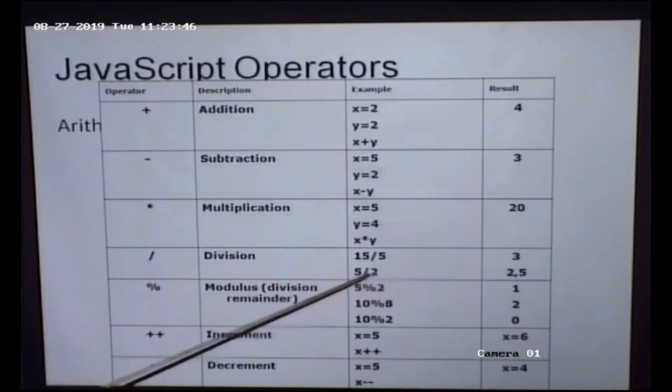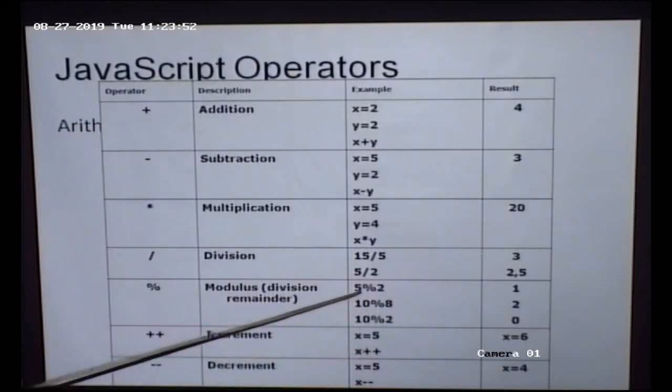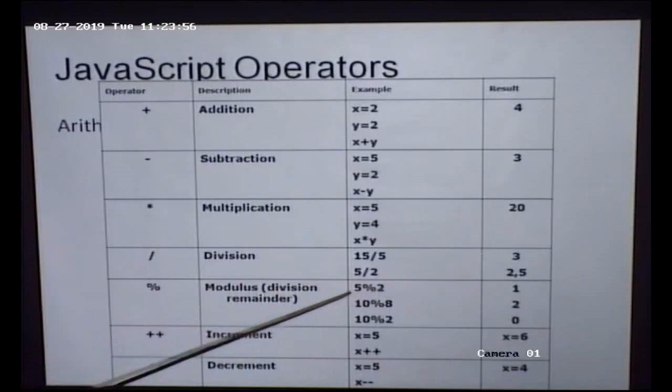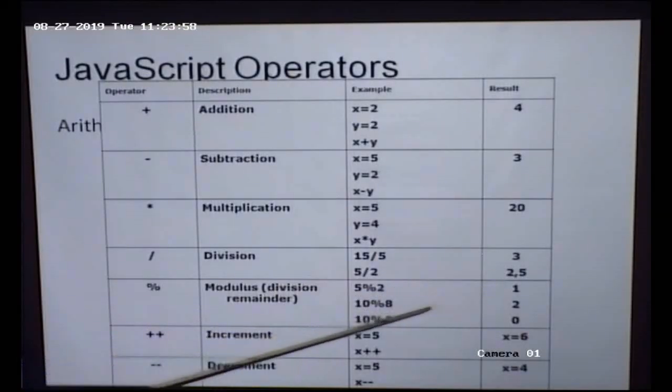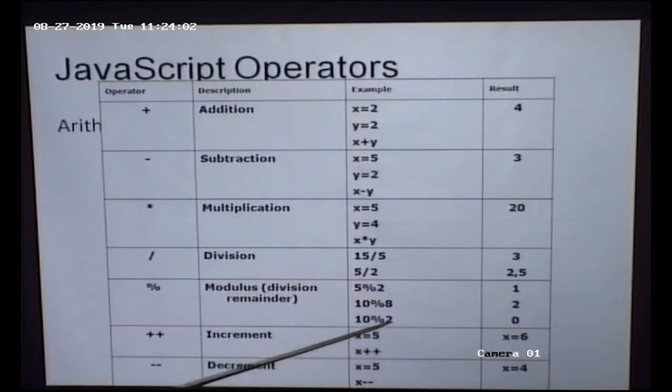3, and 5 slash 2 gives 2.5. And 5 modulo 2, the modulo is used for remainder. The 5 modulo 2, the remainder value will be 1. 10 modulo 8, the remainder value will be 2. And 10 modulo 2, the remainder value will be 0. So these are the modulus operator.